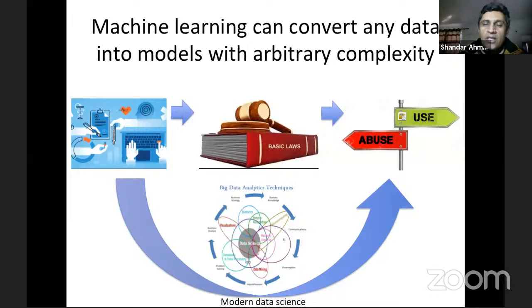Because if you know the mechanism, if you know the basic laws which are giving rise to an answer, we can possibly trust them more. But if we do not know what is giving rise to my answer, I have to find additional ways to validate, to understand whether I should trust this outcome or not.